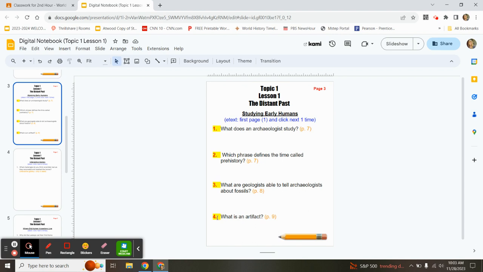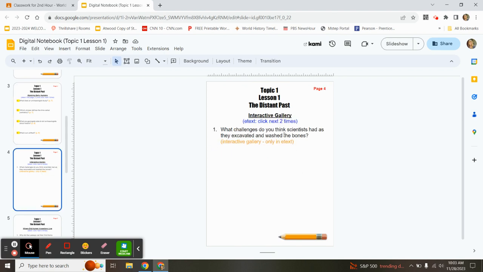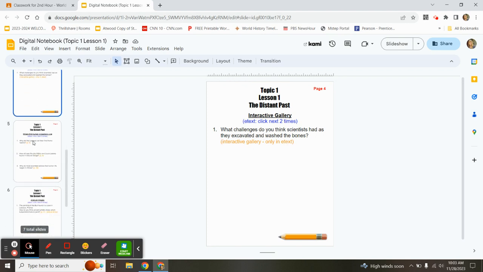You may notice that these numbers are red and they are highlighted in yellow. You will see throughout my lessons that in the digital notebook, if the number is red, highlighted yellow, it means that this is a quiz question. Page 4, you'll see right here, this is for the interactive gallery. This is not in the actual textbook. The only way you can get to this is if you are in the e-text or this video.